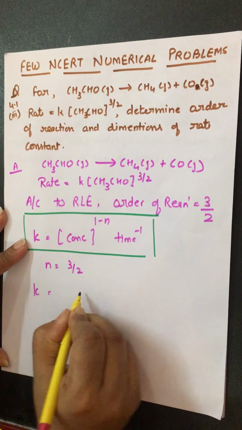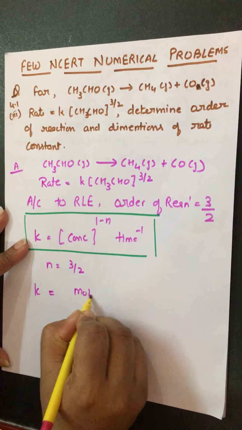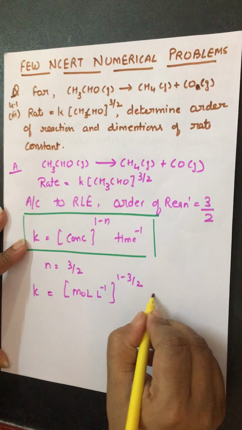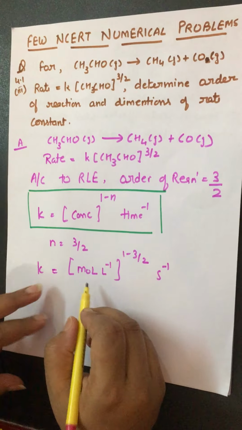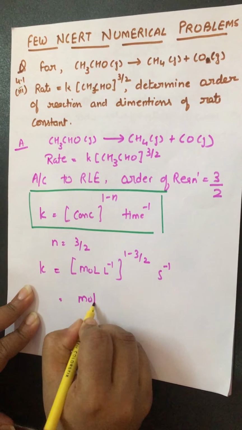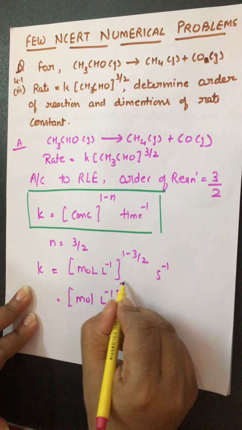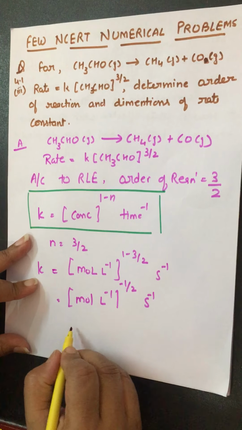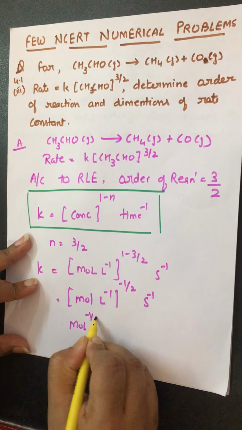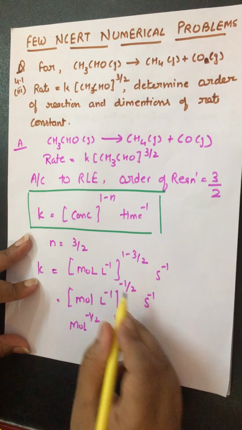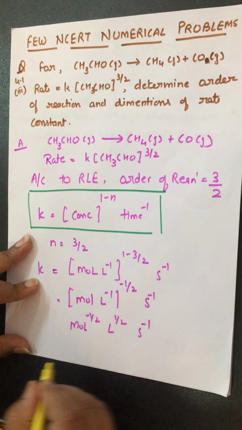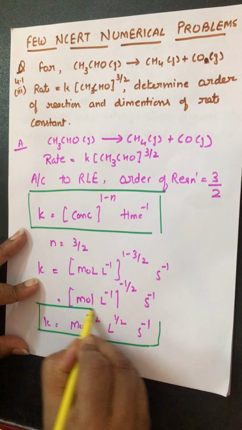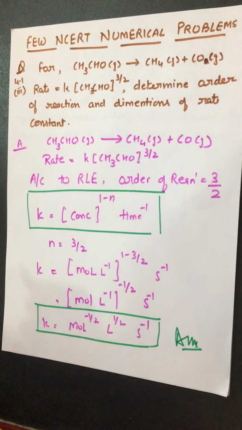I can put the value of the order here and calculate the unit of the rate constant. Okay, do it. K is equal to concentration, means mole per liter, to the power 1 minus 3/2. Time inverse means second inverse, right? Now mole liter inverse to the power 1 minus 3/2, means minus 1/2, second inverse. Mole to the power minus 1/2, liter to the power 1/2, minus minus becomes plus, and second inverse. It is the unit of the rate constant when the order is 3/2, and its answer.